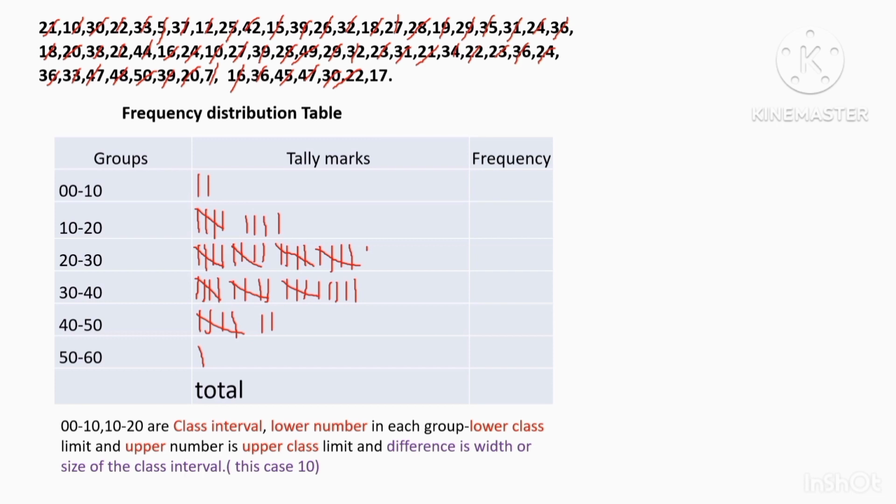Now we are counting it. 0 to 10 is 2, then 10 to 20 is 10, then 20 to 30 is 21. Very easy. See, 19, then 40 to 50 is 7, so the total comes out to be 60.